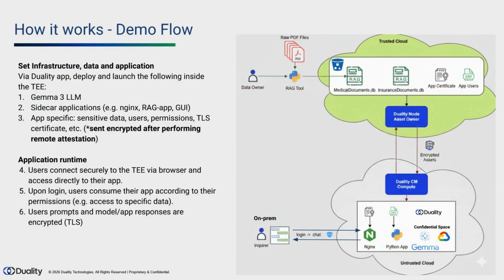In this specific scenario, we are demonstrating a cross-boundary architecture. We have an inquirer running on-prem, and the Gemma 3 model running on an untrusted cloud. The Duality platform deployed here acts as the secure fabric that connects these fragmented environments into one protected session.